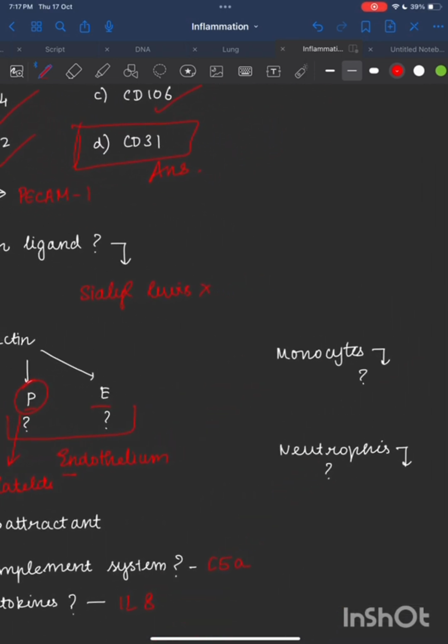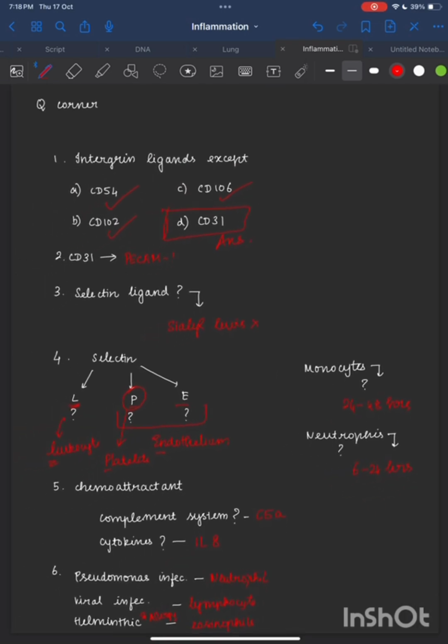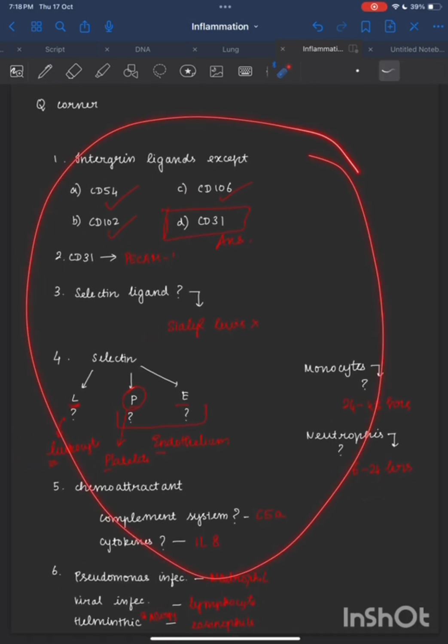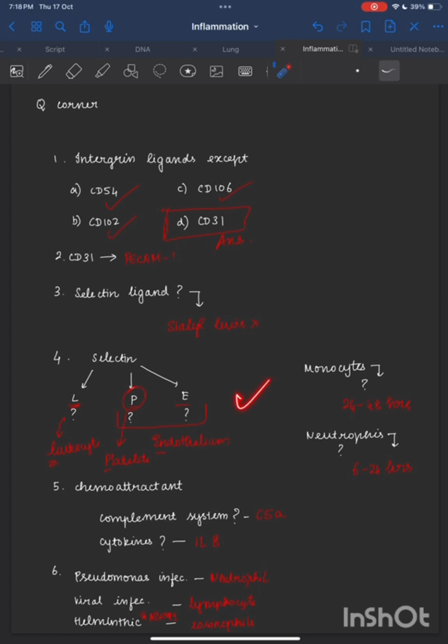And monocytes, after how many hours will they get activated? Monocytes will get activated after 24 to 48 hours of injury. And the neutrophils get activated within 6 to 24 hours. Okay. That's it. These are very, very high yielding questions. Just try to remember everything, okay? Just try to remember all these. Thank you.